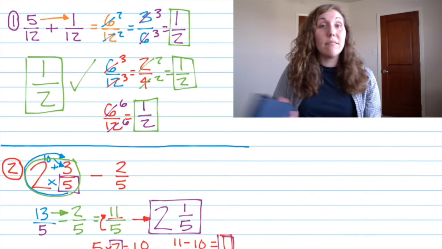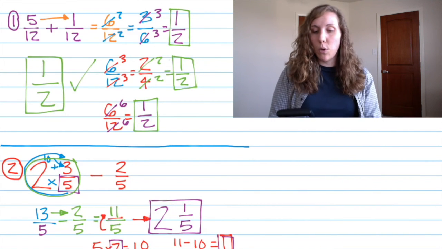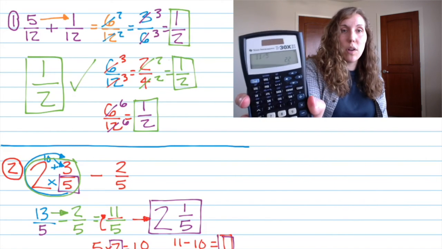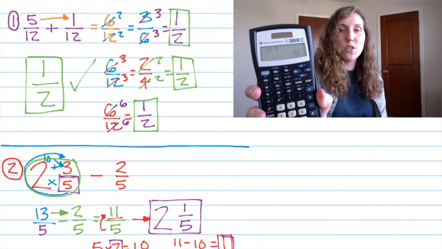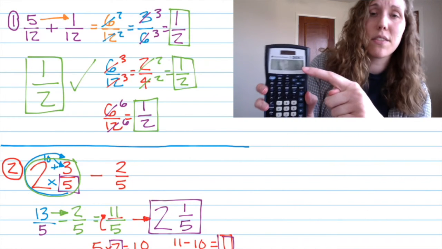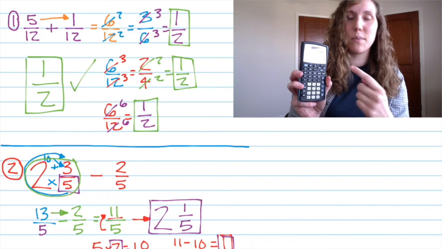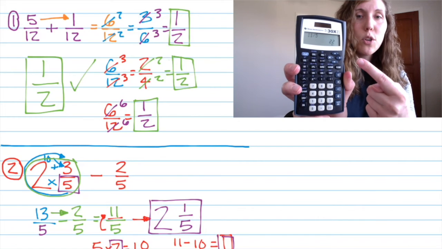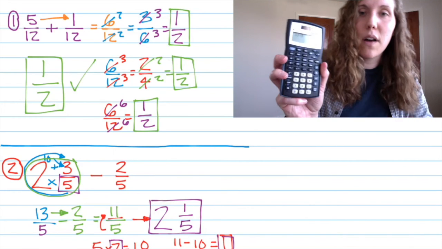If doing that in your head is not super easy for you, totally understandable, you can totally punch it in your calculator. So 11 divided by 5 shows you that it's 2.2.